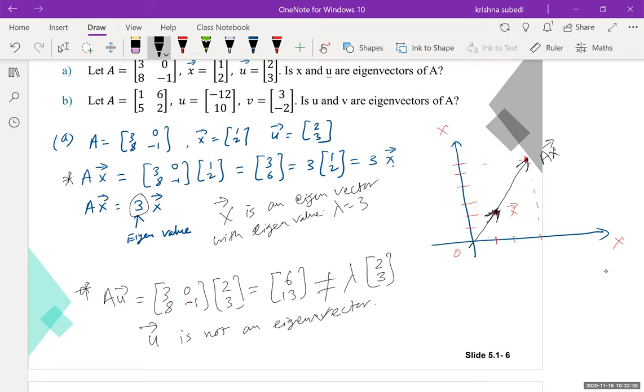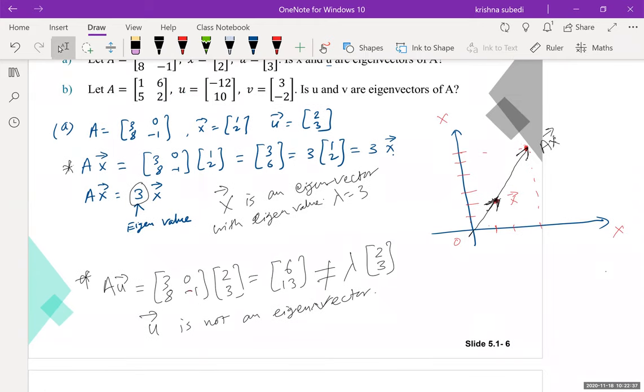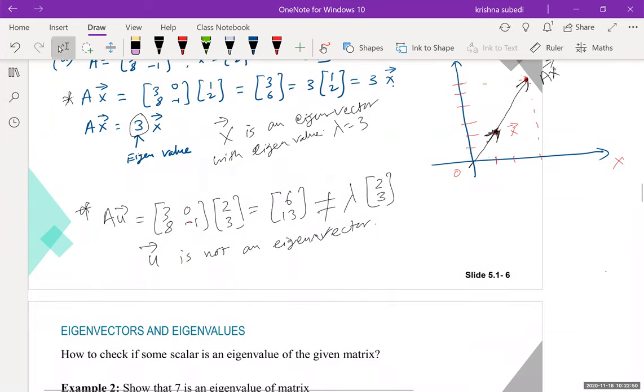Okay, u is not an eigenvector. All right, so that's how we check whether the vector keeps its direction the same or not. So part B, in the same manner, you can calculate by yourself. Just do it yourself, just for fun.